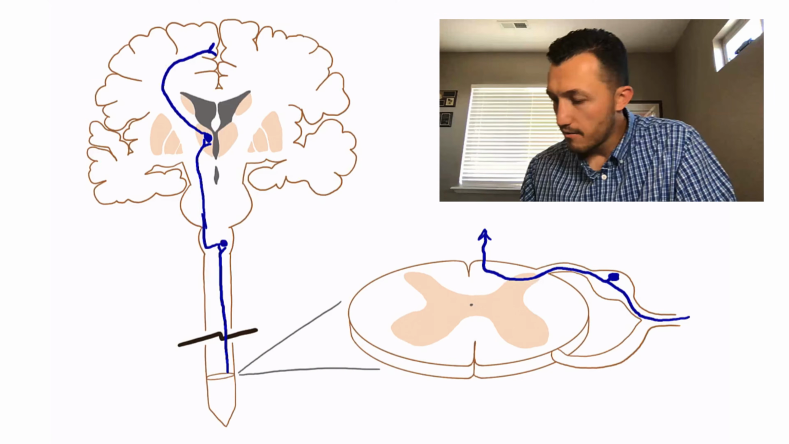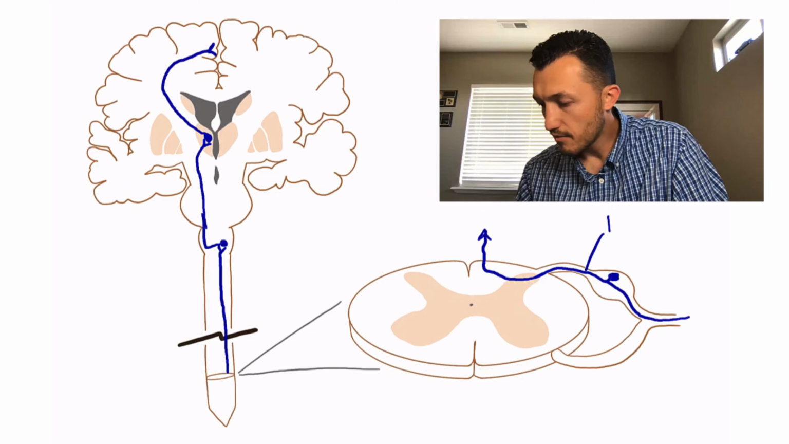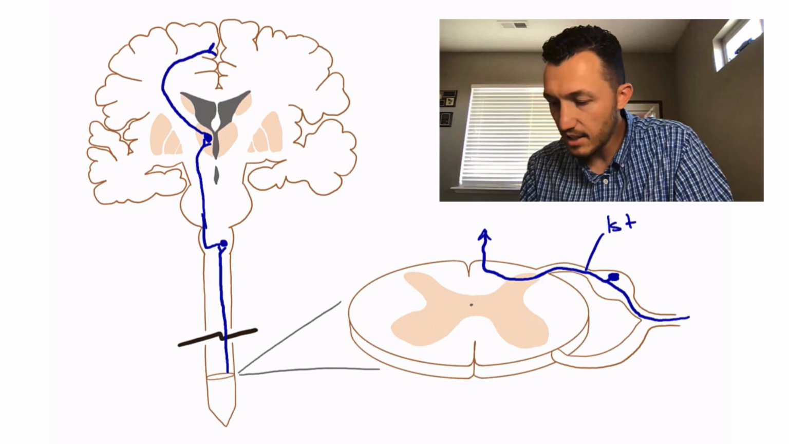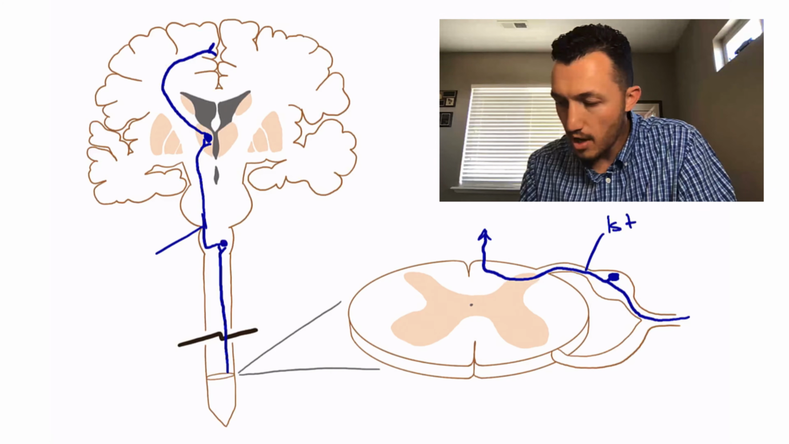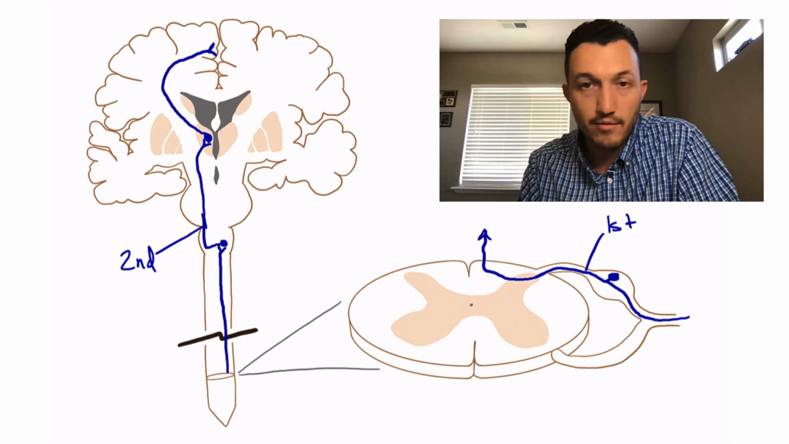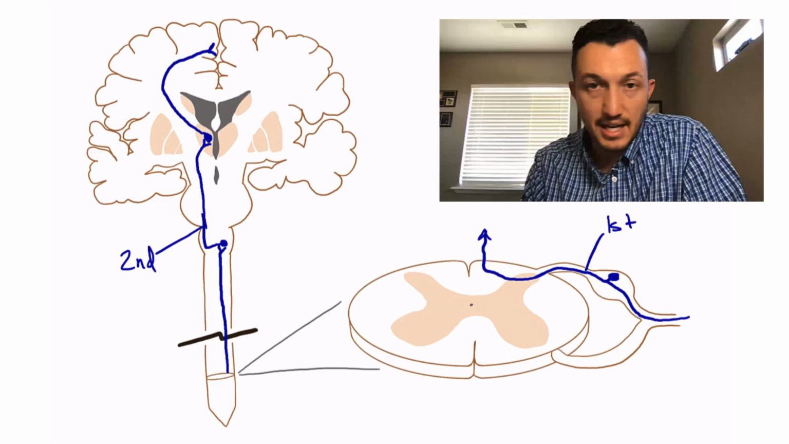So that's our first order. Right? This is our first order neuron. Our second order neuron is the one that travels within that medial lemniscus after it decussates.